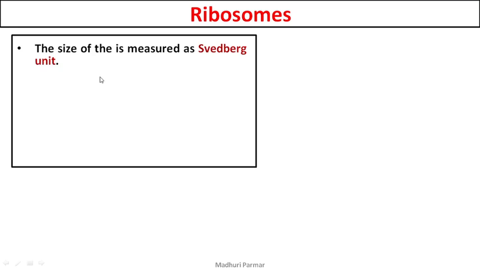Now, when we talk about the ribosomes, their size is measured by a unit called the Swedberg unit. The Swedberg unit is the sedimentation rate. That is, if you take a test tube with these ribosomes and apply centrifugal force, which is, you make it go round and round, how long does it take for this subunit or particle to settle down? That is called the sedimentation unit or Swedberg unit.